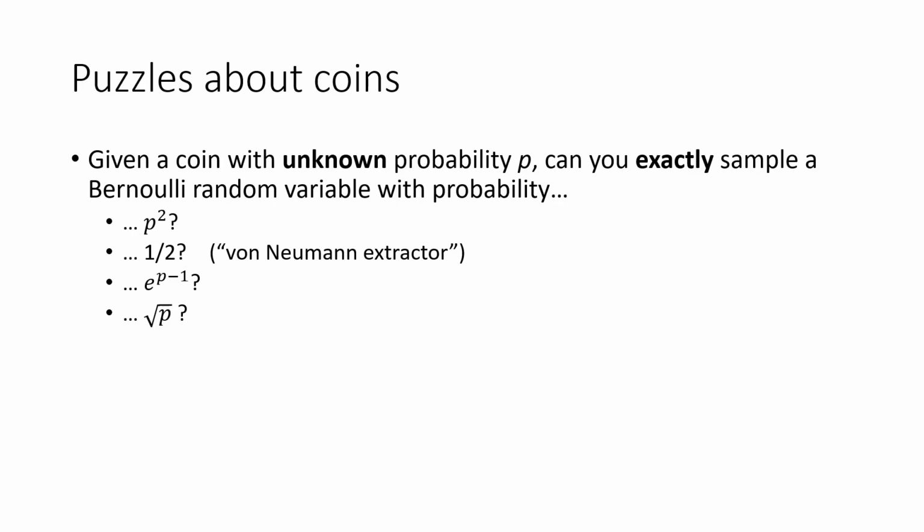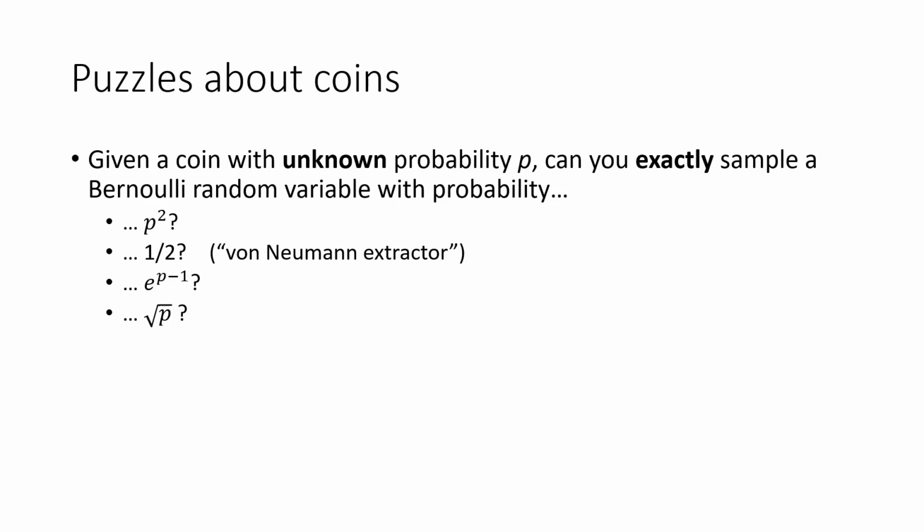So all these puzzles take the following form. I'll give you a coin with some unknown probability p, and I'll ask you to exactly sample a Bernoulli random variable with some probability. For example, if I ask you to exactly sample a Bernoulli random variable with probability p squared, one thing you can do, even if you don't know p, is flip your coin twice. If you see two heads, return 1. If you see anything else, return 0. And if you do this, you'll return 1 with probability exactly p squared.